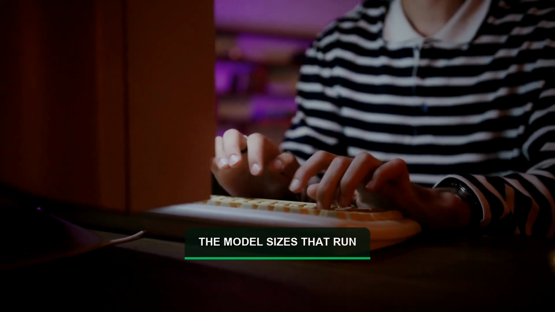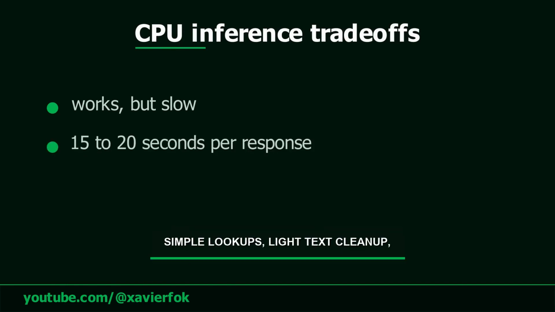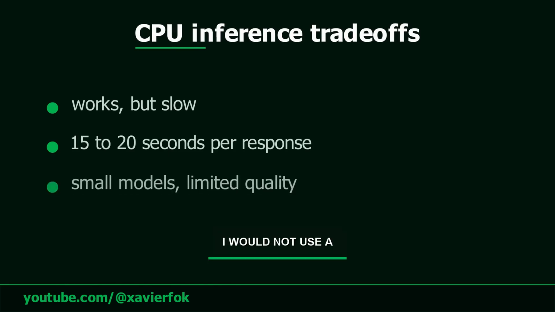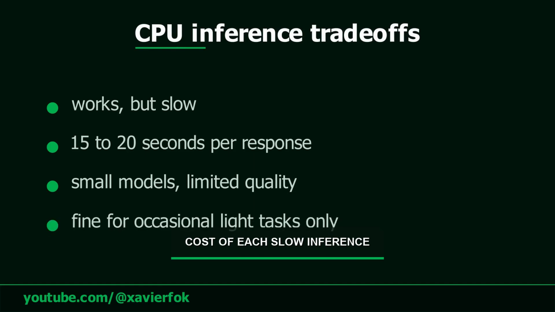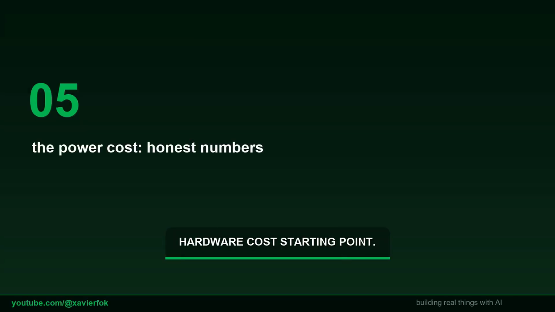The model sizes that run tolerably on CPU are small enough that quality is noticeably limited. But for a narrow set of tasks, quick summaries, simple lookups, light text cleanup, they are genuinely useful. I would not use a CPU setup for anything I needed to run dozens of times a day. The time cost of each slow inference would eat you alive. But for occasional light use, it is a valid zero hardware cost starting point.